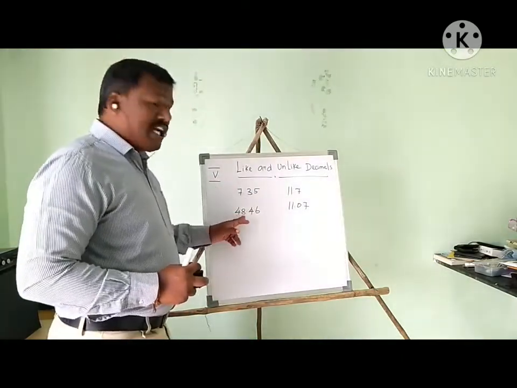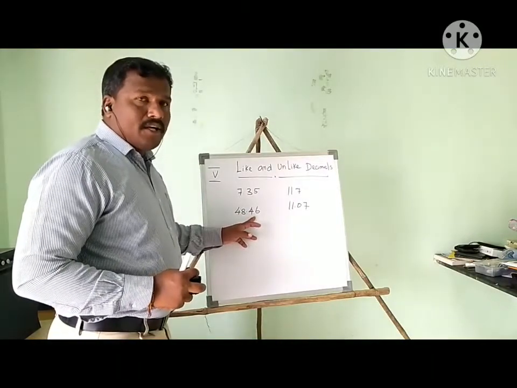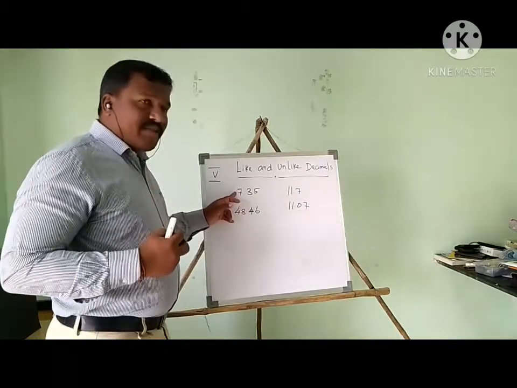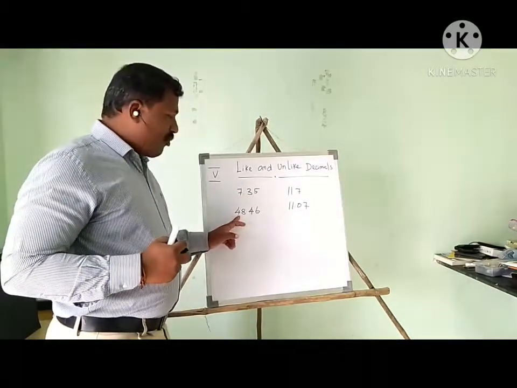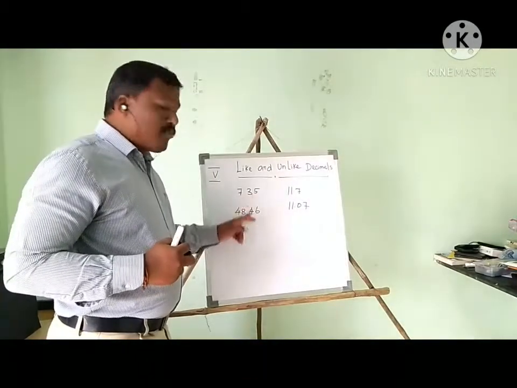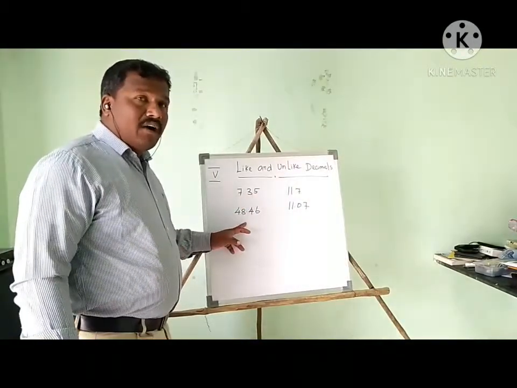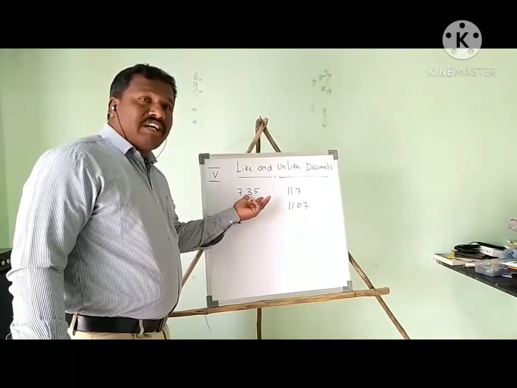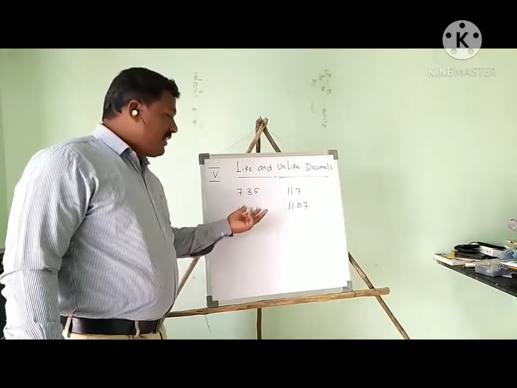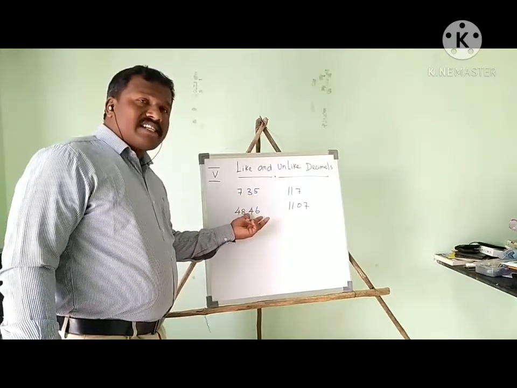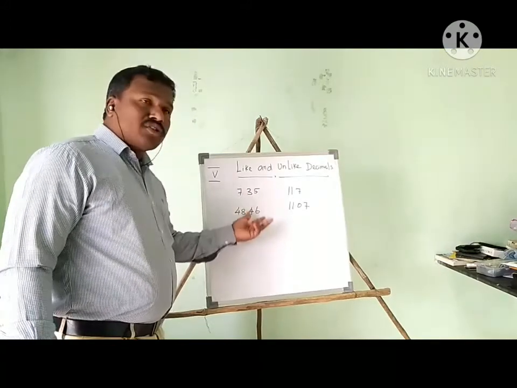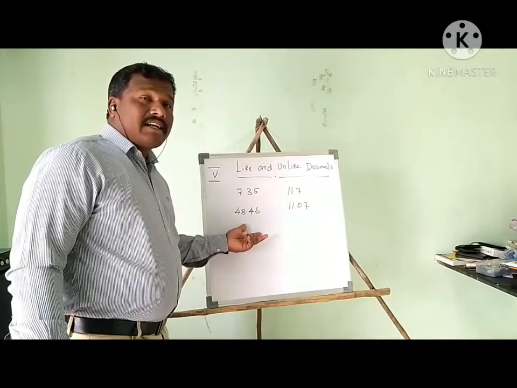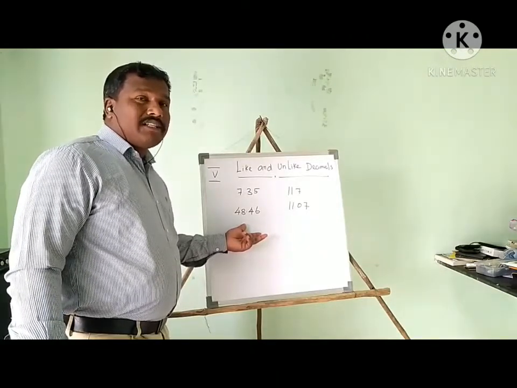Look at the numbers 7.35 and 48.46. Don't read it as 'forty-six forty-six'; you have to read it as 48.46. These both are like decimals. How? Because after the decimal point, on the right side, we have two decimal places in both. So both are the same, and these kind of decimal numbers we call like decimals.